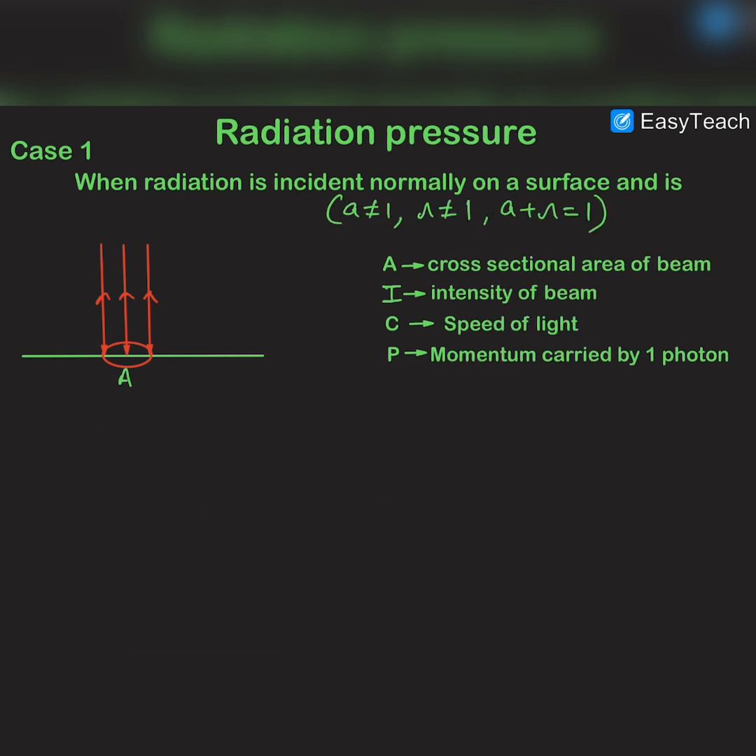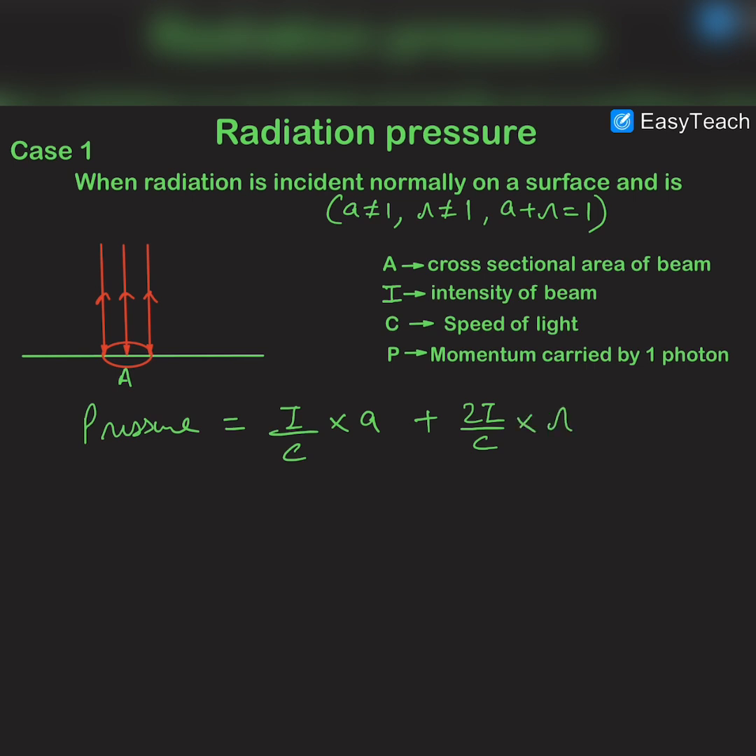Now if the radiations are falling normally, and some of them are absorbed and some of them are reflected, so partially the photons are absorbed and partially reflected, the radiation pressure can be written as I by C, the pressure due to absorbed photons, into the fraction of photons absorbed, which is A, plus 2I by C, the radiation pressure due to reflected photons, into the fraction of reflected photons, which is R.